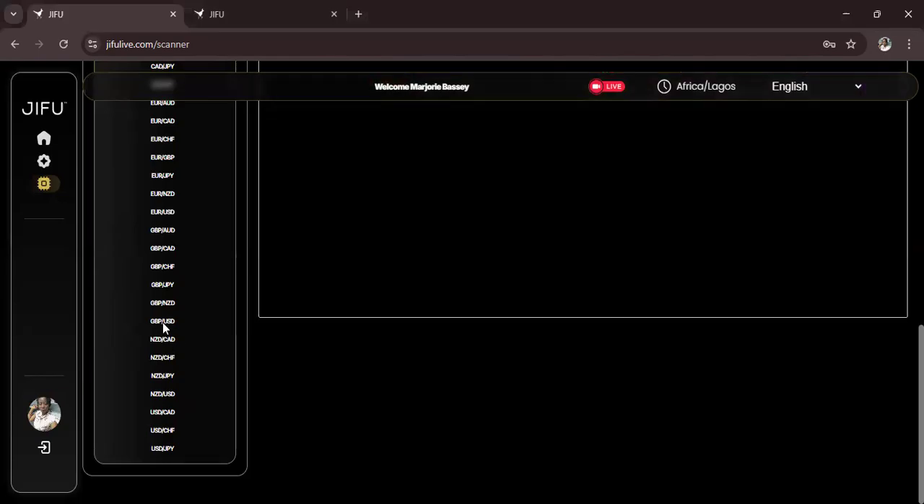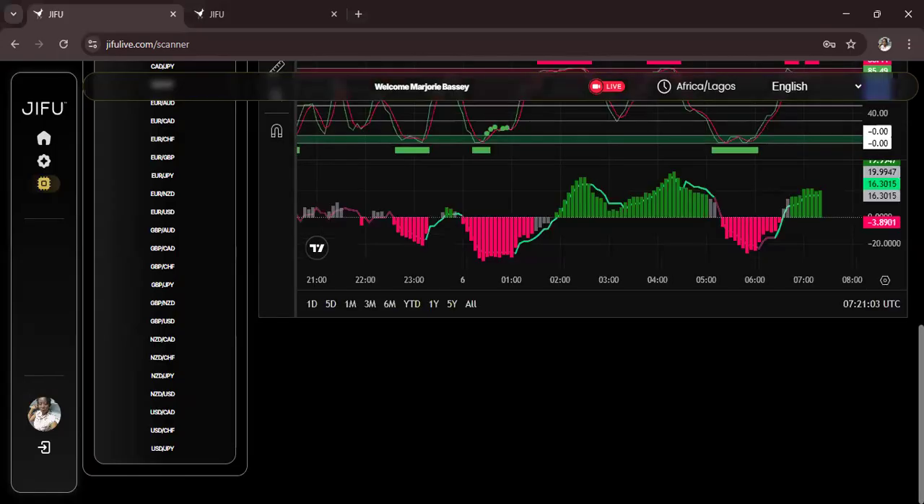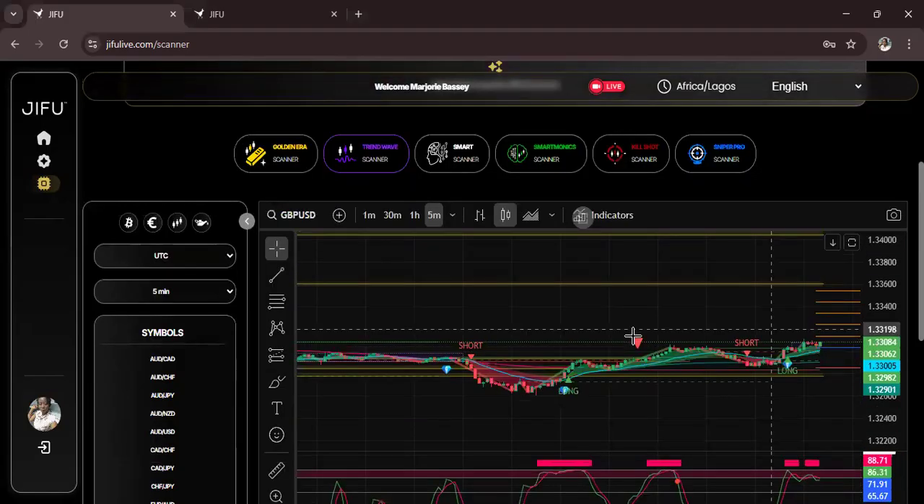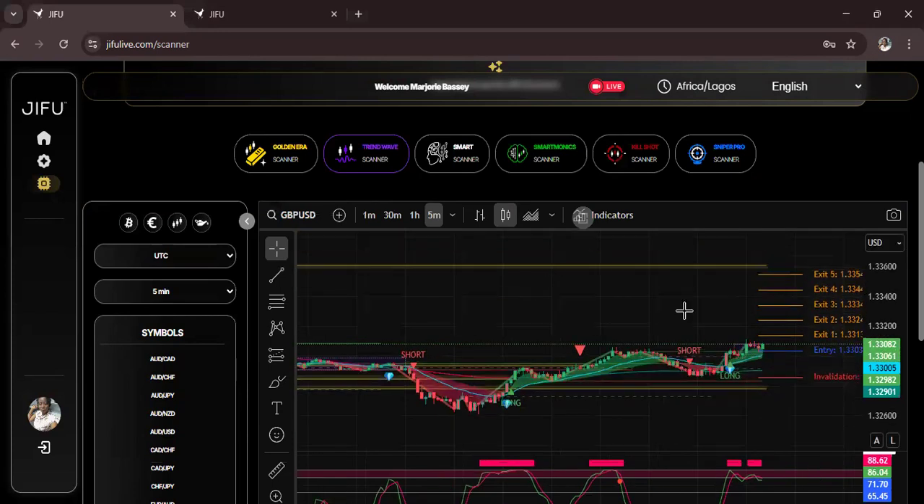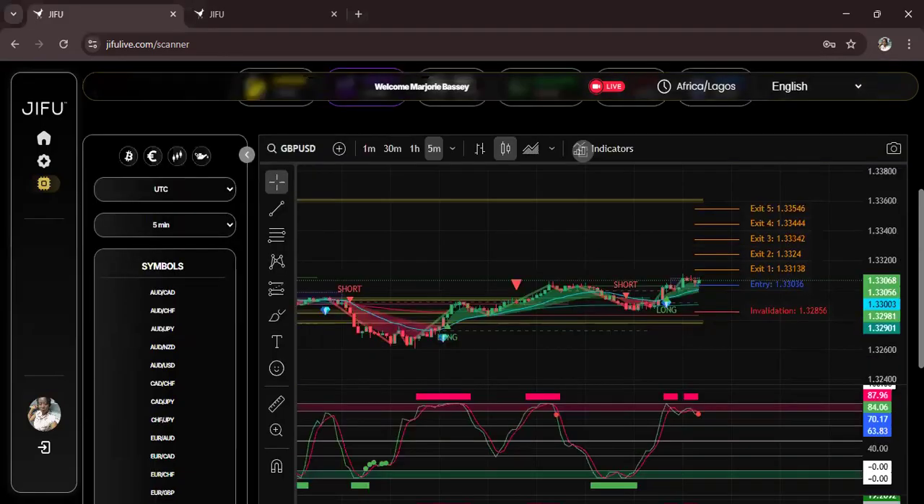Euro USD is already in motion, the trade is already in motion. So let me see here. Okay, there's a buy idea for GBP USD, but this on the 5 minutes time frame is around the entry.